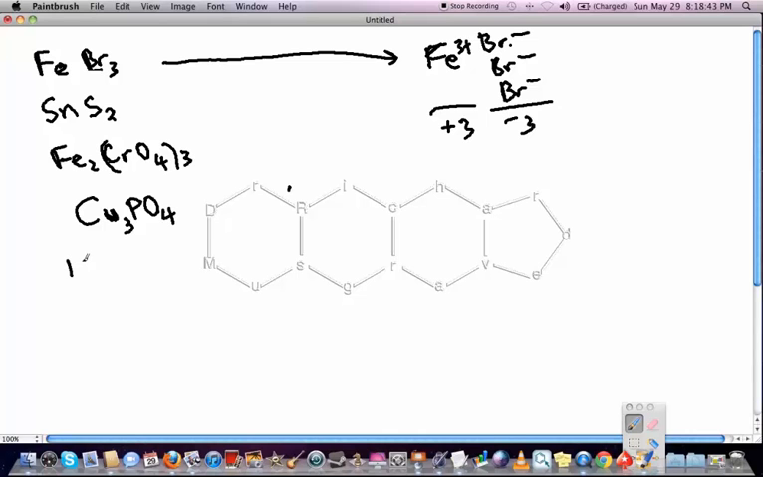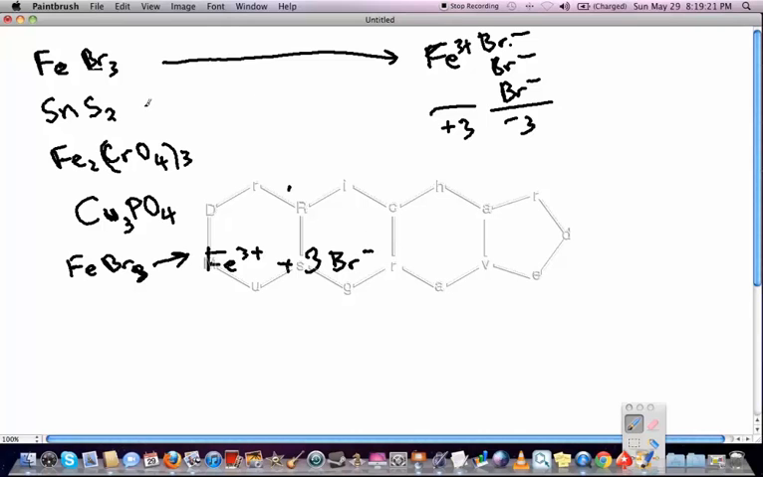FeBr3 will split into 1 Fe3+ and 1, 2, 3 Br minuses. So it's just really a matter of counting the ions. Alright, that's for that one.